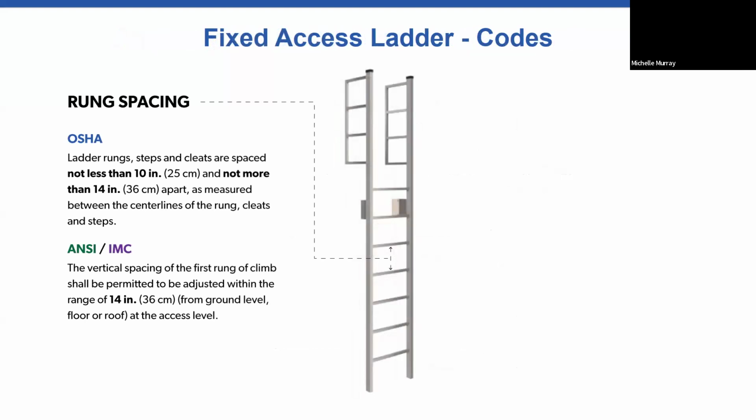We're going to look at some codes now. In the next couple of slides, we're going to discuss fixed access ladder code requirements, noting the similarities and differences between OSHA, ANSI, and IMC. For rung spacing, OSHA needs to be between 10 and 14 inches, whereas the ANSI IMC standard needs to be 14 inches.